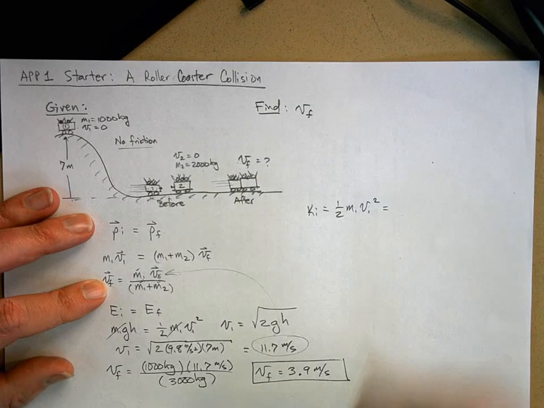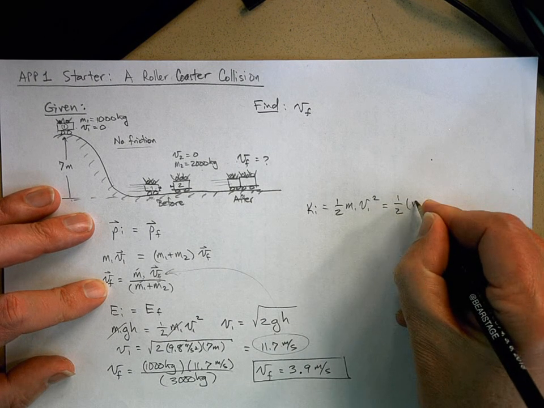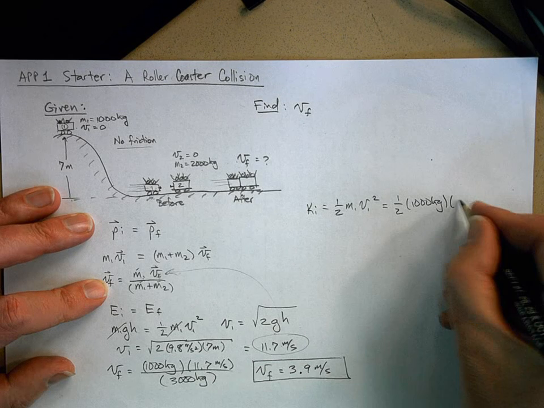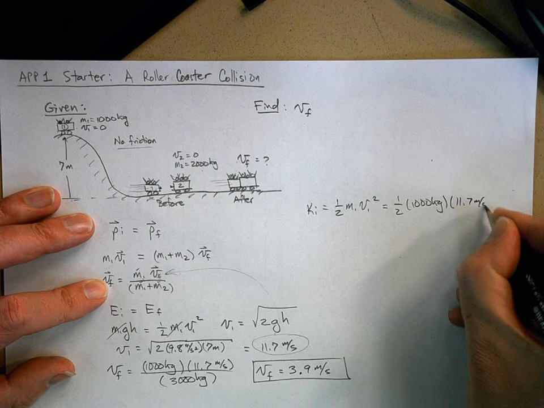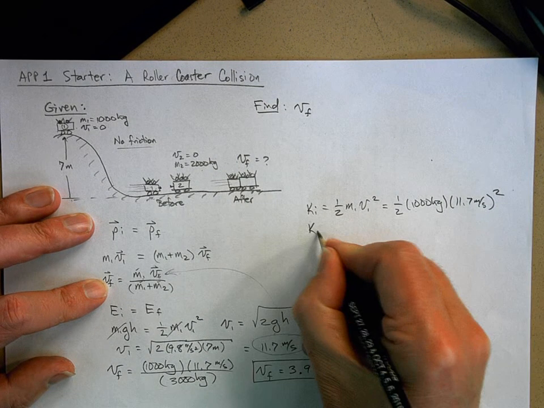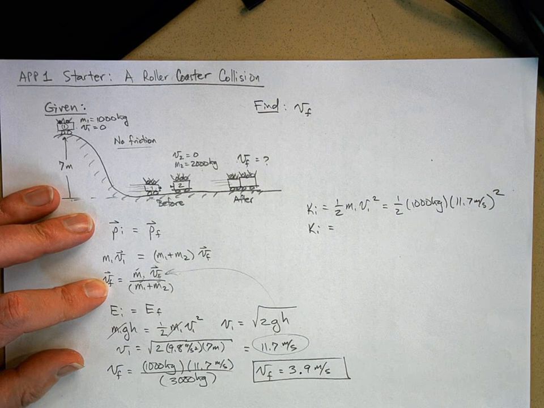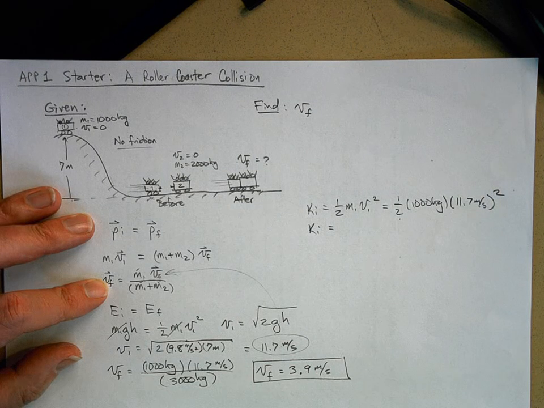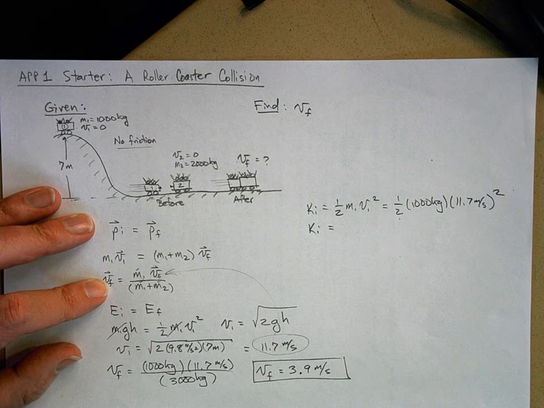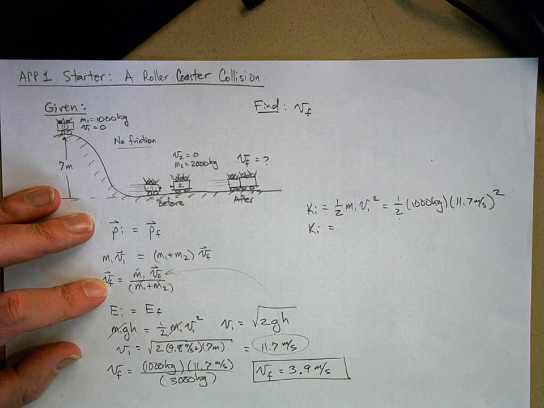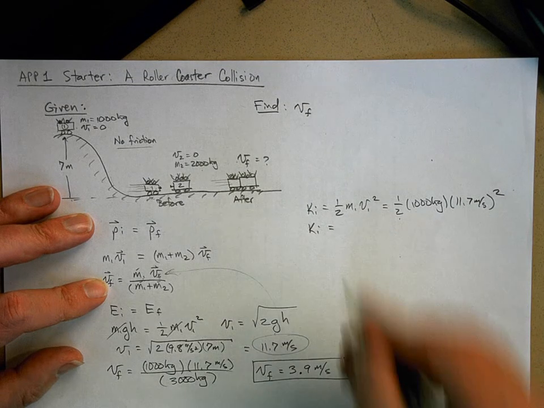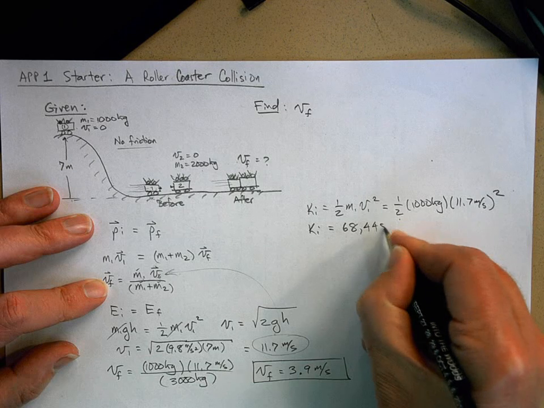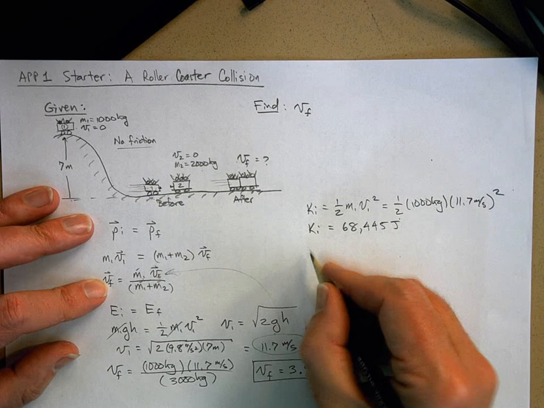Now, you didn't really have to do this, but this is 1,000 kilograms, and the velocity at the bottom was 11.7 meters per second. Let's square that. So the initial kinetic energy, well, 1,000 divided by 2 is 500 times 11.7 squared, and I get 68,445 joules. You probably should round that off, but it doesn't really matter.